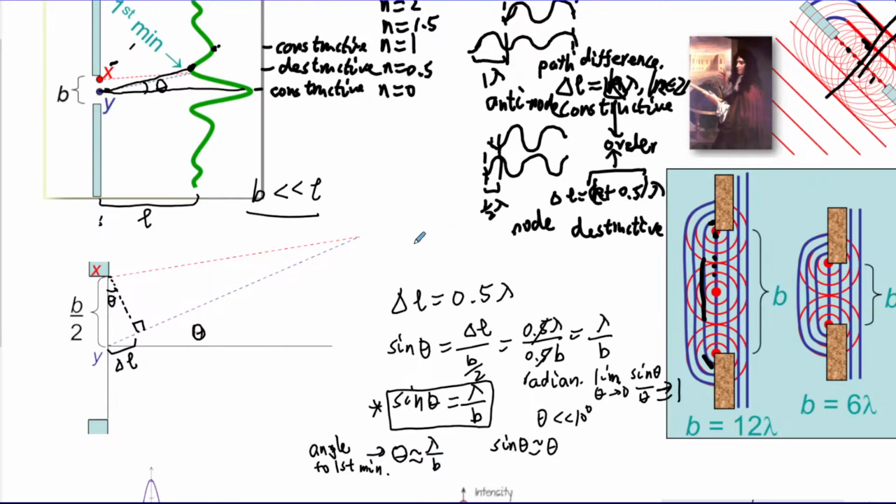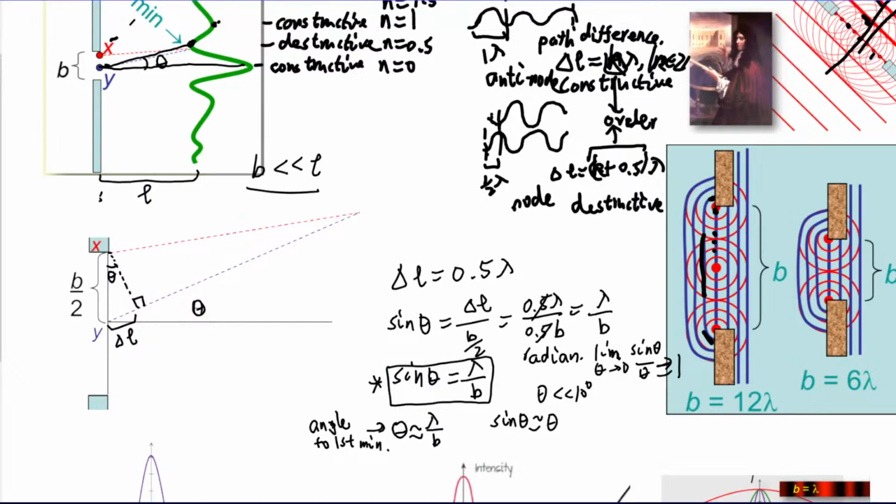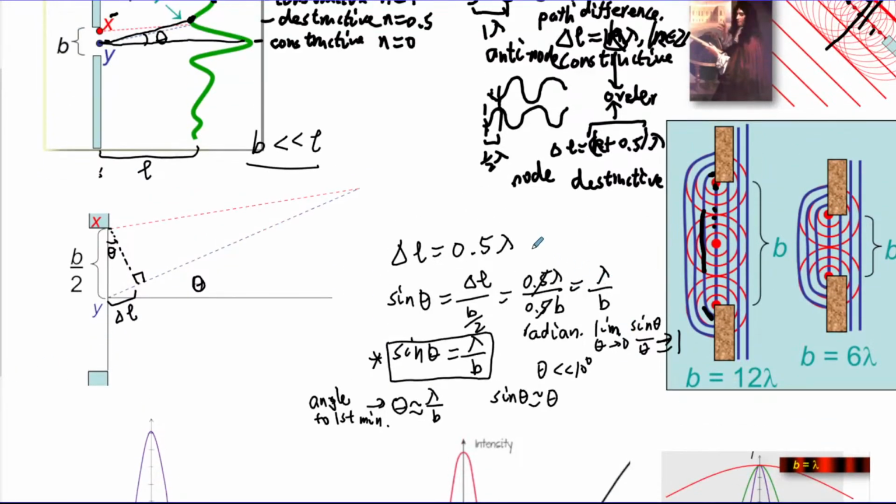It turns out for the first few orders, the angles are very similar, close to each other, so it's actually the angle between the minima as well. The first minimum will be lambda over b, the second minimum will be 2 lambda over b, and so on for the first few, with the angles still remaining fairly small. So there is a formula for single slit diffraction, that's how much diffraction happened.